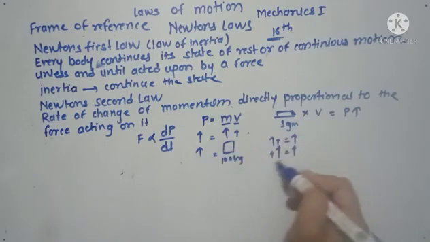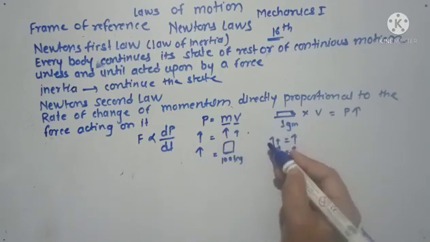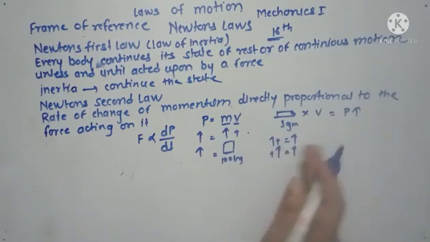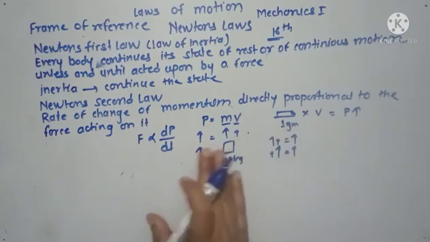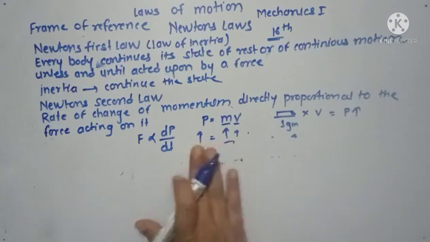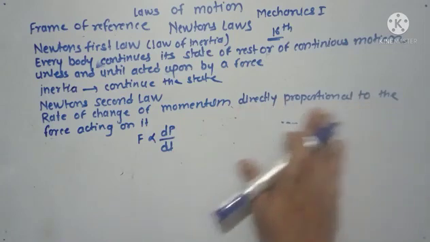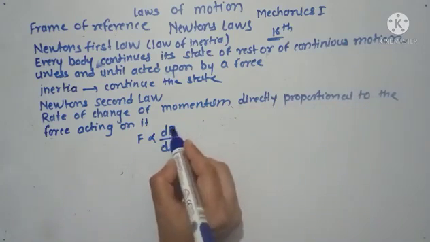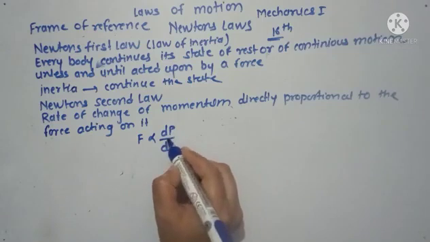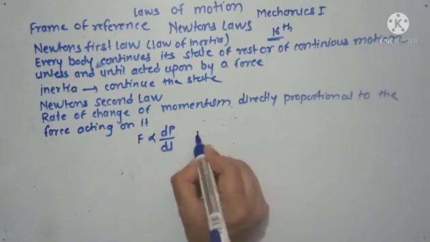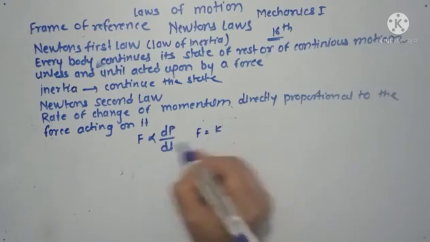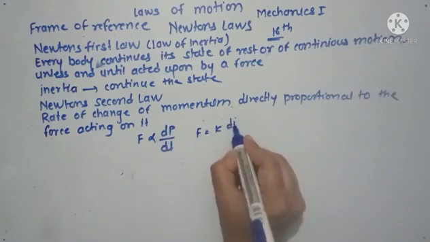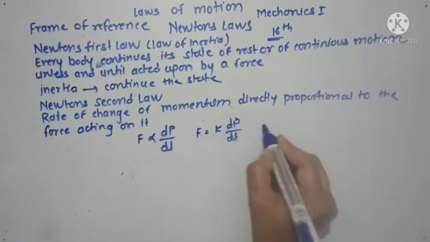We use this concept of momentum in day-to-day life, and it has a lot of applications. We will speak on those on another day. But right now we are dealing with Newton's second law of motion, which says that the rate of change of momentum is directly proportional to the force. If I remove the proportionality sign, it will become dp upon dt.